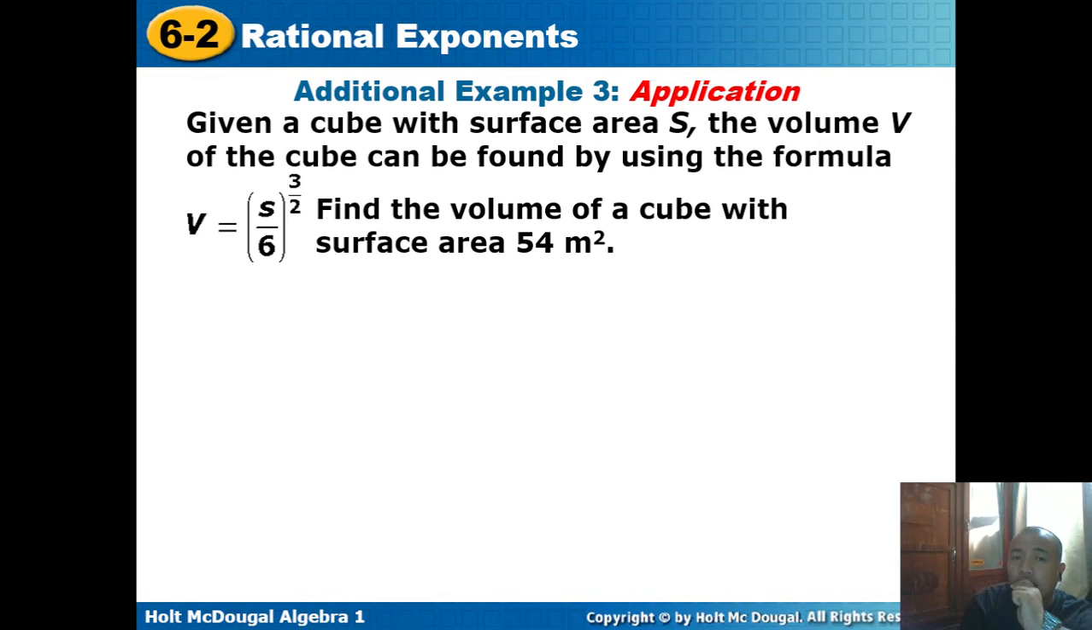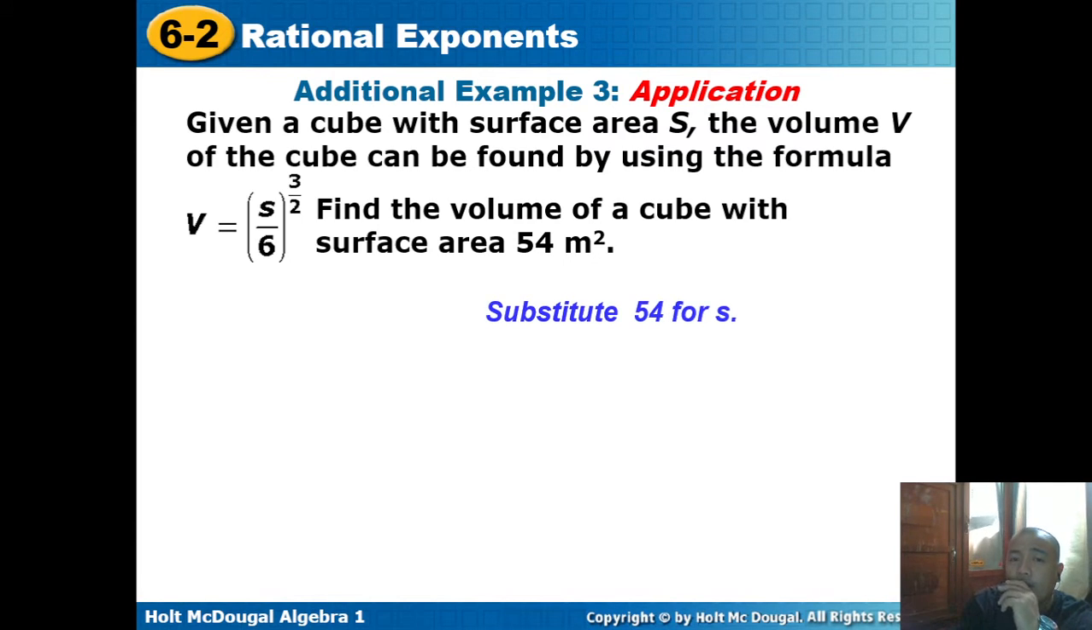Okay, for our application: given a cube with surface area S, the volume of the cube can be found by using the formula S over 6, raised to 3/2. Find the volume of a cube with surface area 54 square meters.